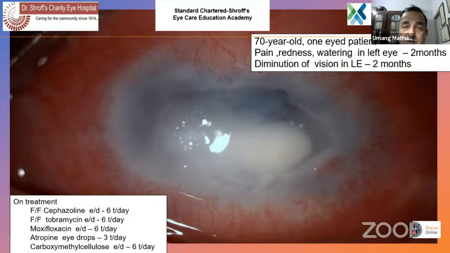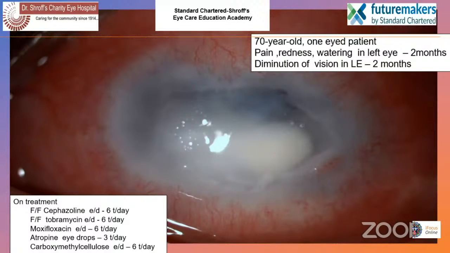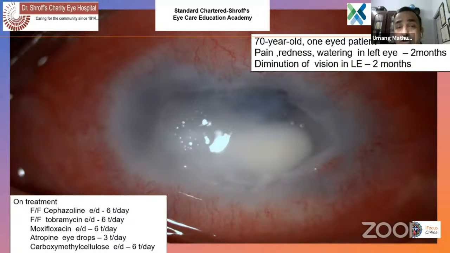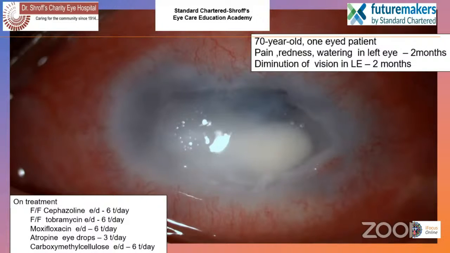So what is the commonest way you get vascularization? What kind of ulcers do you see vascularization in? Any guess? Pseudomonas? Herpes? No, Pseudomonas is very, very acute. In two or three days' time, you may have melts in Pseudomonas. Pseudomonas doesn't give you time, right? It's a very acute condition. But herpetic ulcers are very common.